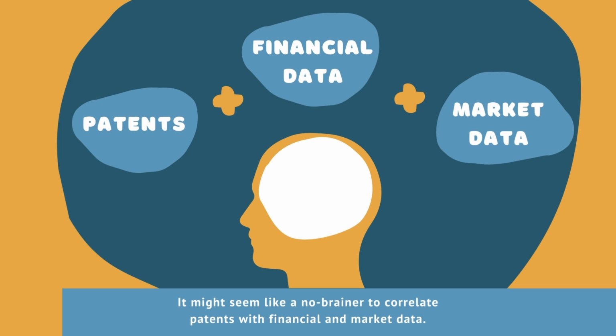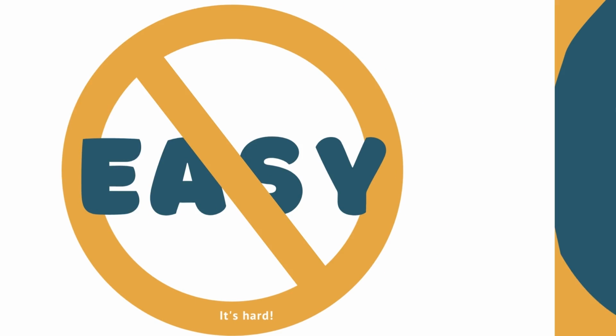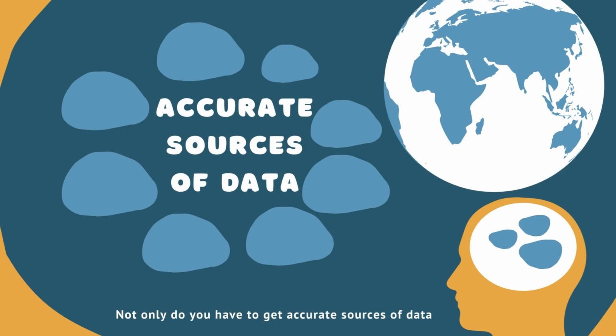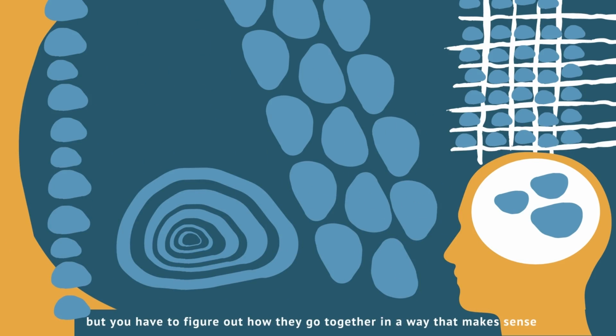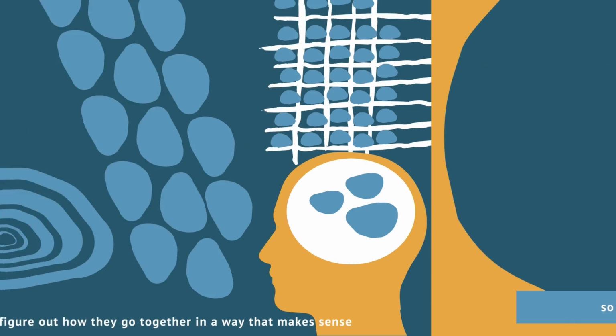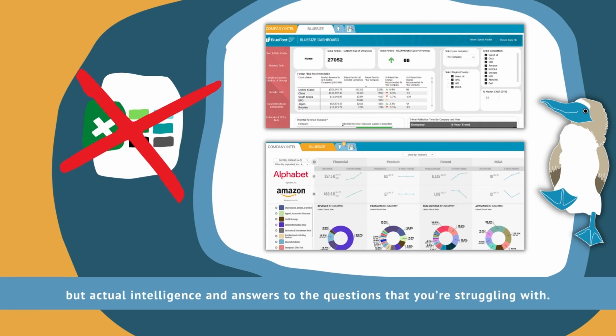It might seem like a no-brainer to correlate patents with financial and market data, but there's a reason it hasn't been done before. It's hard. Not only do you have to get accurate sources of data that are updated in real time, but you have to figure out how they go together in a way that makes sense. So you aren't just getting another data dump, but actual intelligence and answers to the questions that you're struggling with.